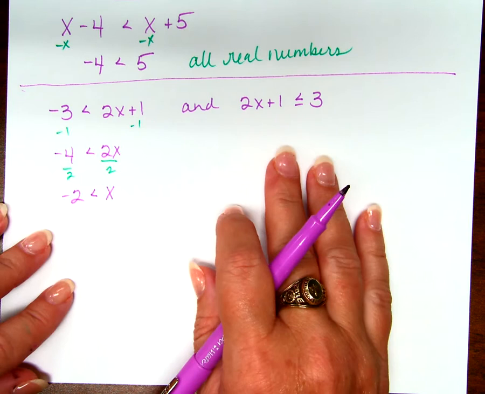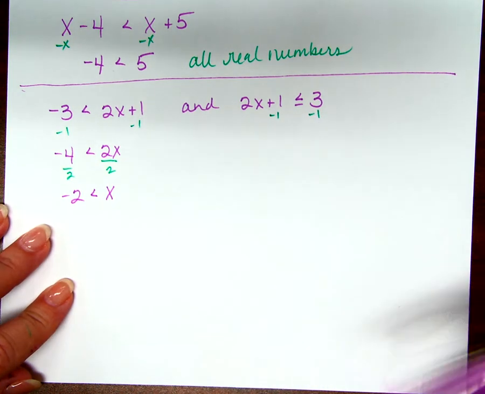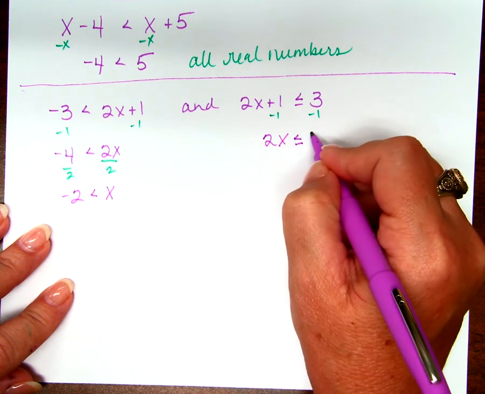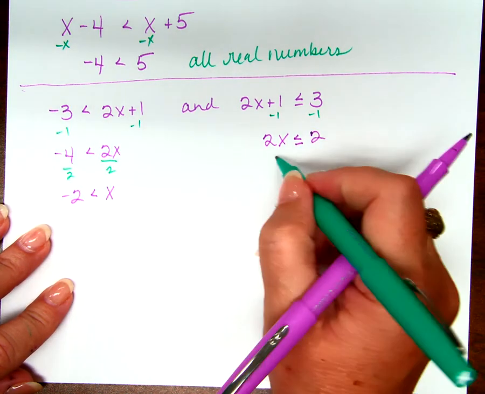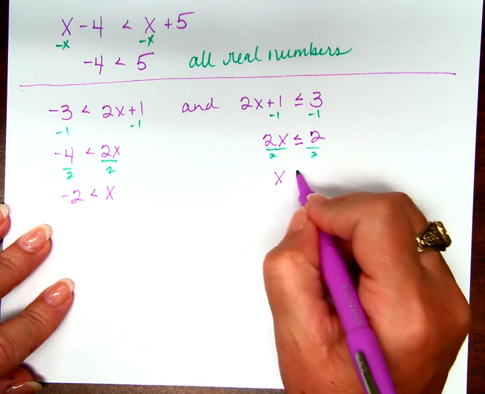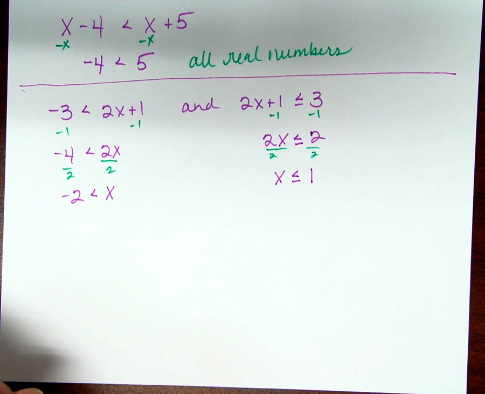And then I go to the other side and solve the other one. Minus 1, minus 1. 2x is less than or equal to 2. Divide both sides by 2. x is less than or equal to 1. Because it's an and statement, what should happen to the shaded area? It should be between. Yeah. Okay, it should be between the two numbers.